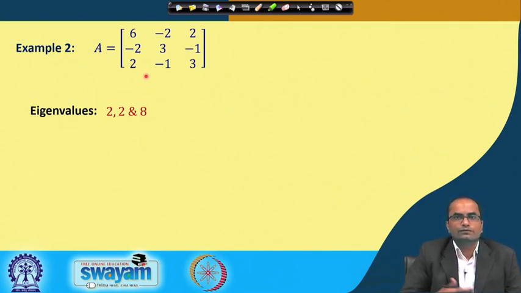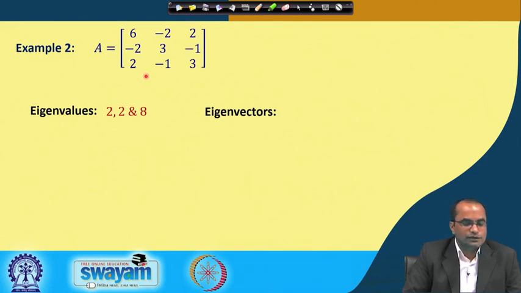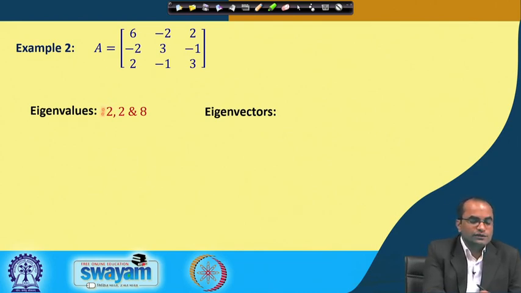So, again now for each eigenvalue we need to compute the eigenvector to form this model matrix P, and corresponding to the eigenvalue 2, the repeated one.